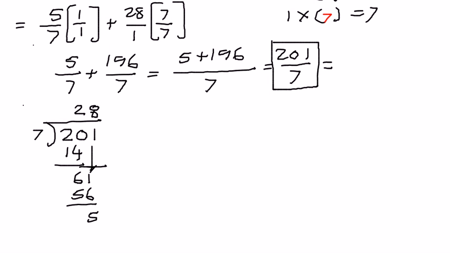Therefore we can write 201 divided by 7 as equal to 28 5 over 7, like that. So therefore this whole complex fraction simplified to 201 over 7, which is in an improper fraction format, or which is 28 5 over 7, which is in a mixed number format. This is the way we want to simplify complex fractions using the order of operations.